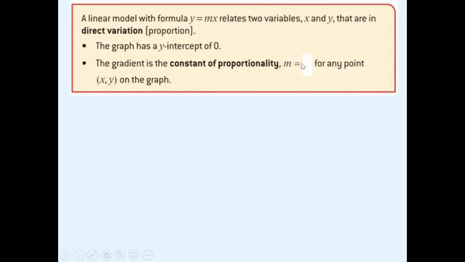And the gradient is found how? Well, look at this equation here. If we rearrange this and solve for m, we could divide by x over here, and we get this. So we can rewrite this equation in this form. Basically that tells us that for any point on the graph, if we divide y by x, we will get our slope for a direct variation situation.